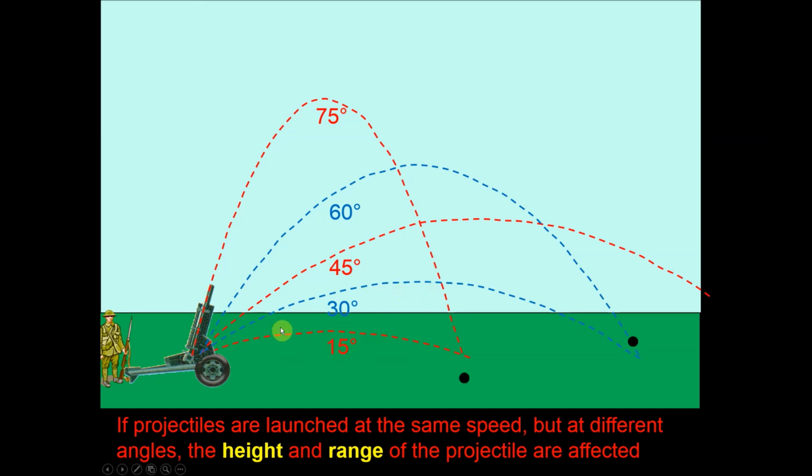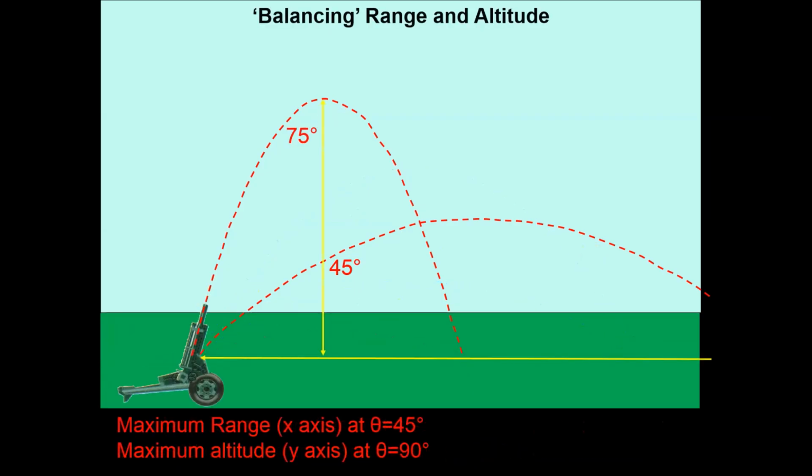So the greatest balance of altitude and range for any particular projectile is always 45 degrees. So looking at our situation, the maximum range in the x-axis we can attain is at 45, and the maximum altitude will be at 90 degrees, which of course in this case would be a little bit unwise.